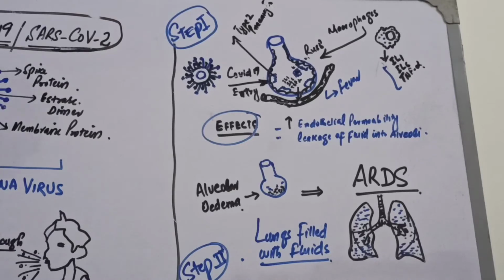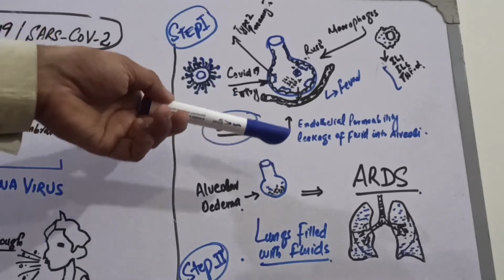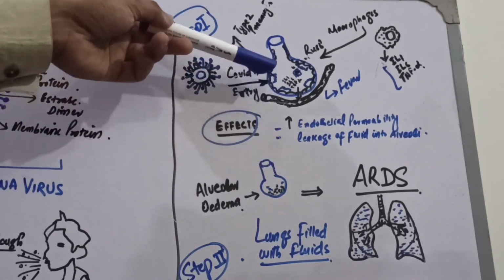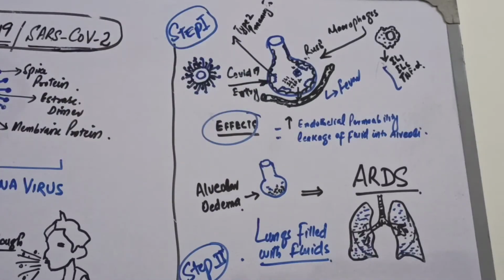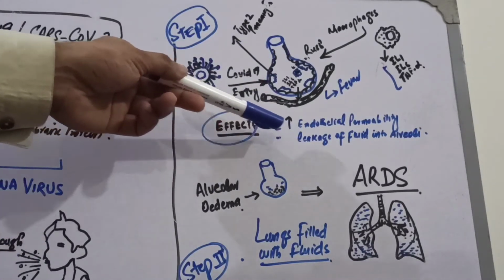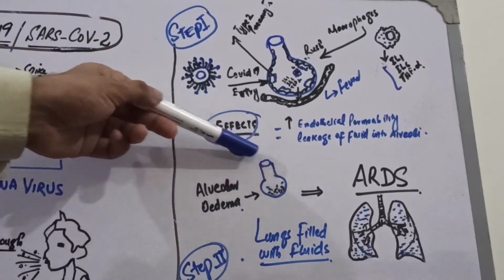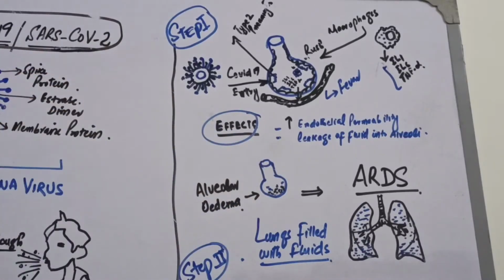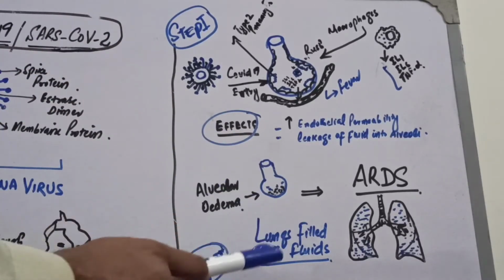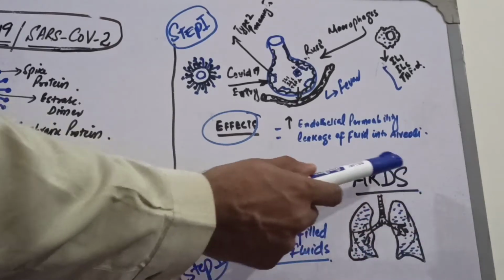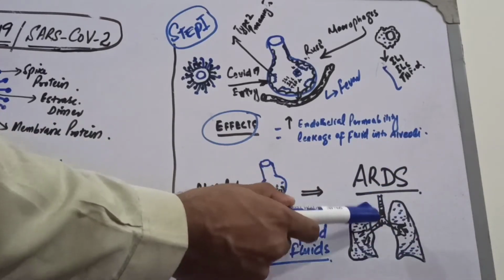The next step is IL-6 and tumor necrosis factor alpha. What do they do? They cause an increase in the permeability of the endothelium of the capillaries. So they cause vasodilation. Once the vasodilation occurs, the capillaries that are running side by side with the alveoli become porous. So the fluid goes from the extracellular space into the alveoli.